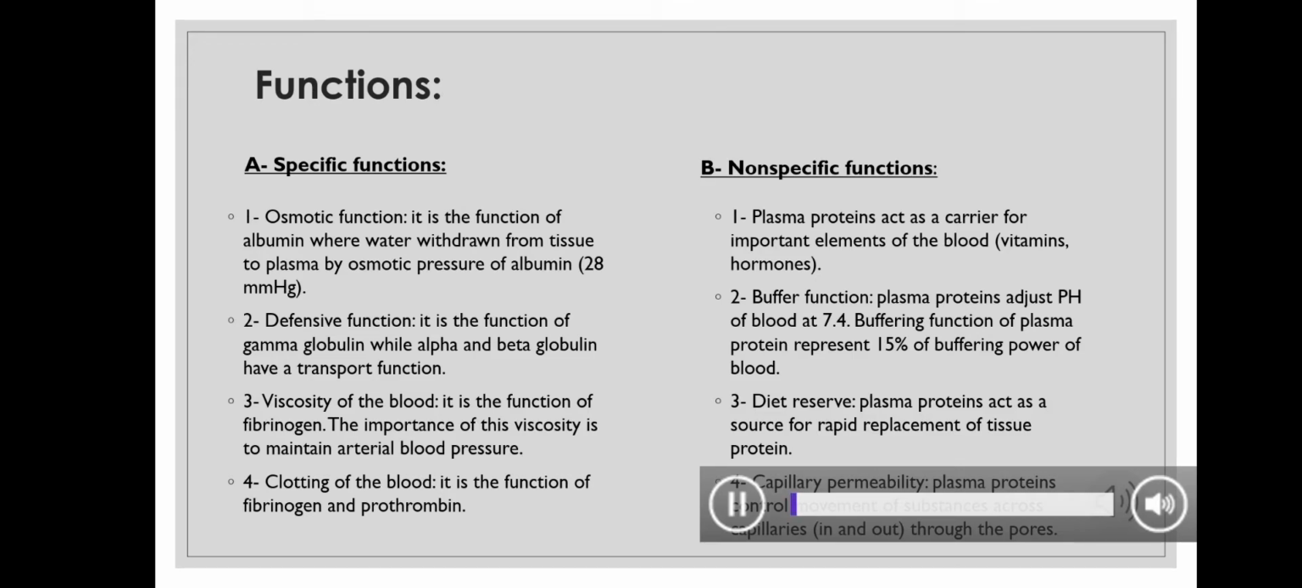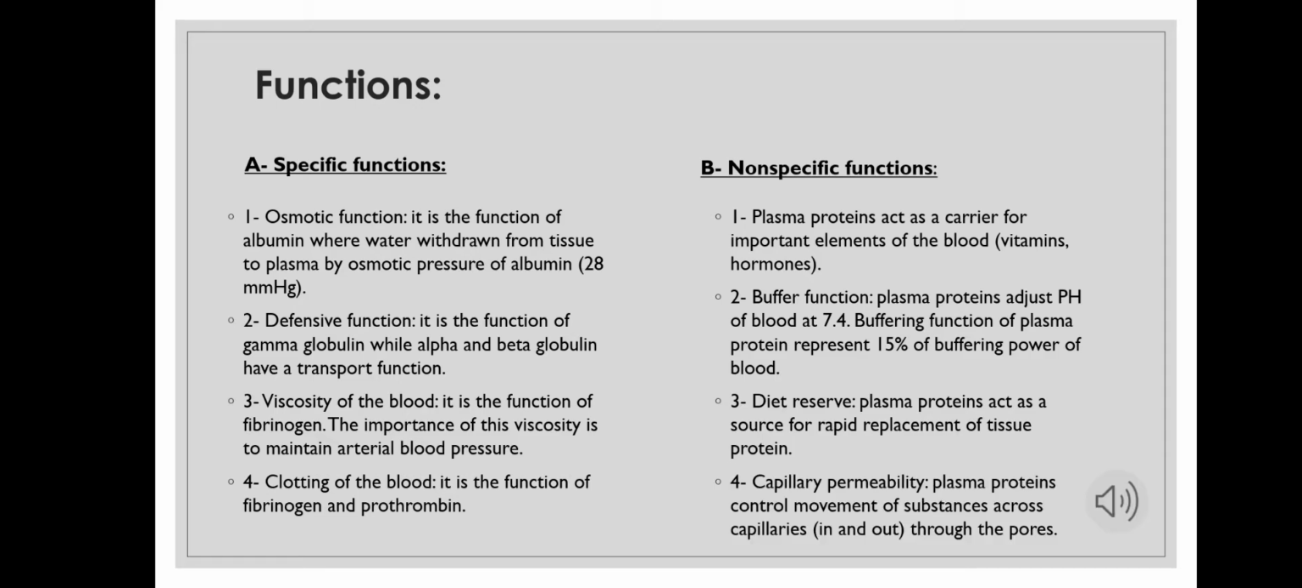Now regarding the function of plasma proteins. In general, the plasma proteins serve two functions, where some of them are specific to each protein and others are non-specific. Starting off with the specific ones, we have the osmotic function, which happens by the work of albumin, hence water gets withdrawn from tissue to blood plasma by albumin's osmotic pressure. Moving to the second function, the defensive function, here gamma globulin is the acting protein, since beta and alpha globulins act as transporters.